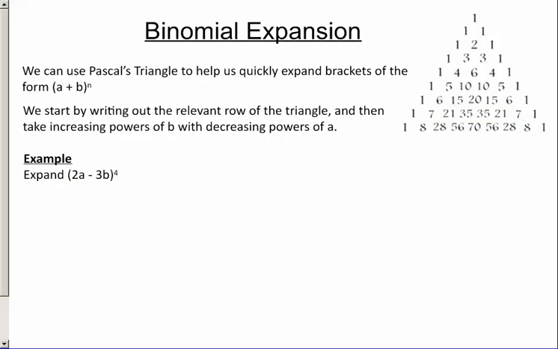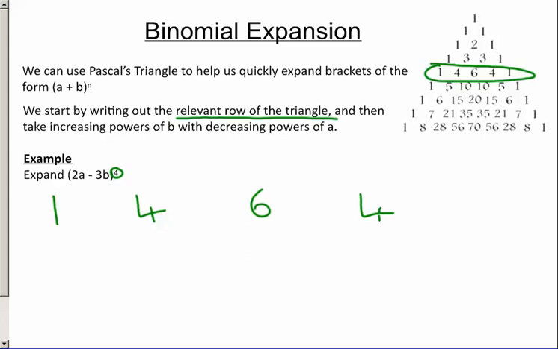So we first of all look at the relevant row of the triangle. Power is 4, so it's the 4th row here. And we write out 1, 4, 6, 4, and 1. Next, we look at the first term, which is 2a, and we take decreasing powers of that. So it's 2a to the 4, 2a to the 3.